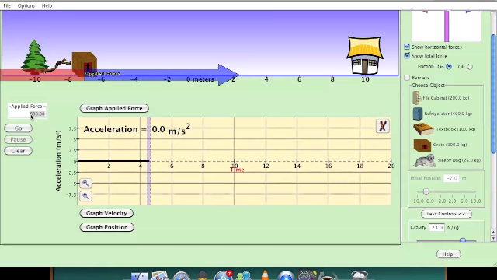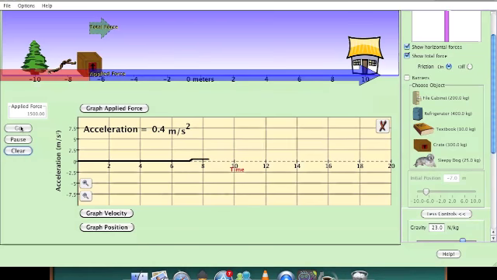Let's change it to a force of 900. Let's see whether it moves. It's still not moving. Let's change it to 1100. Well, it's still not moving. Okay, let's see, a force of 1500. Well, yes, it is moving, but very slowly, with an acceleration of 0.4 meters per second square.